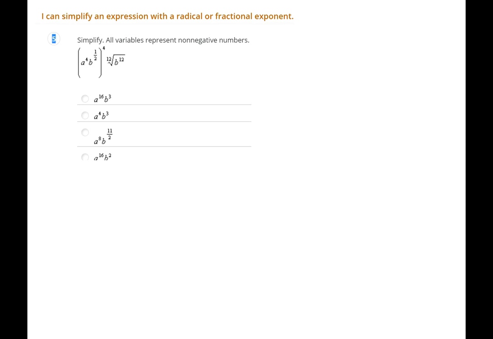We've got to simplify everything, so I'm going to follow my rules the best I can. First of all, I can distribute this in, and when I have a power to a power, I multiply the exponents. So I would have a to the 4 times 4, which is a to the 16th. B to the 1/2 times 4, which would be b squared. And then here you'll notice we've got the 12th root of b to the 12th. Well, those would cancel, and I would just get b.